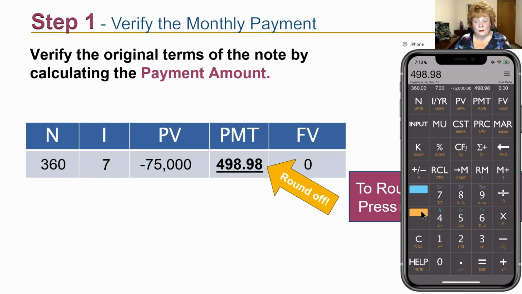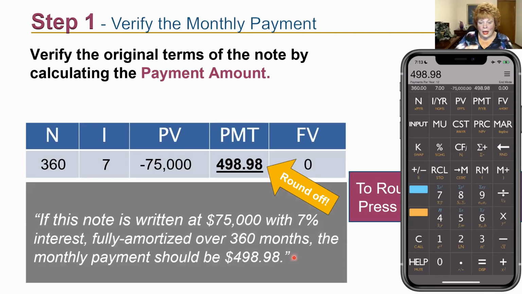But it could have a big effect if I were writing a note and calculating a balloon payment and that kind of thing. It could throw the whole balloon off. So it's important to know how to round, but I very rarely use it, primarily just when I'm doing the documentation. Okay.